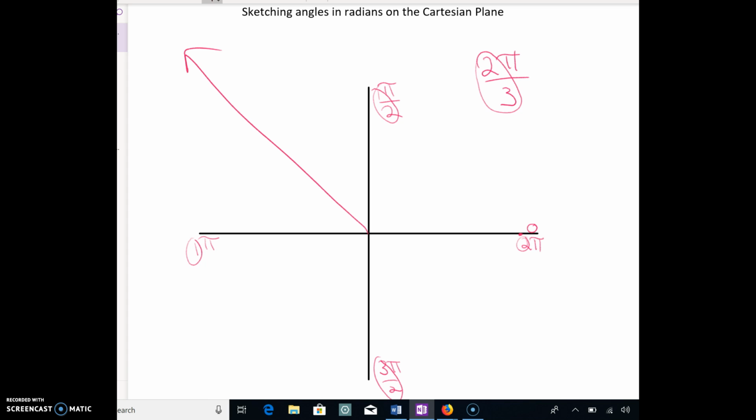Now, when we sketch the angle, again, we have to show that it is positive. So we're going to start here at the initial side, at the positive x-axis, and we're going to sketch our angle going in a counterclockwise position.